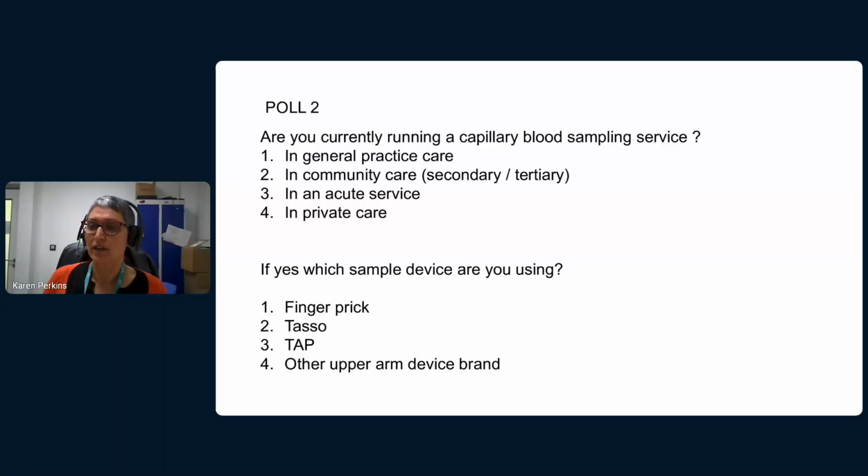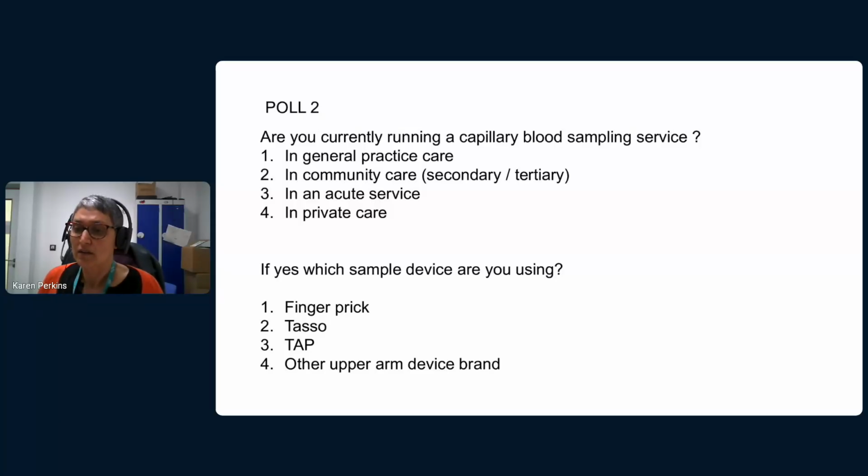Okay, so we've ended those. Thank you for your input there. So we've got, are you currently running a capillary sampling device and where are you running it? So we've got about 12% of you in general practice, about 60% in the community, which is what you'd expect. This is really applicable to patients out there in the community. They can do it themselves. They can do it as a supervised collection. They can do it where it's convenient for them. And a few people, about 30%, doing it in acute services. So that's really good to know. And a few in private care as well.